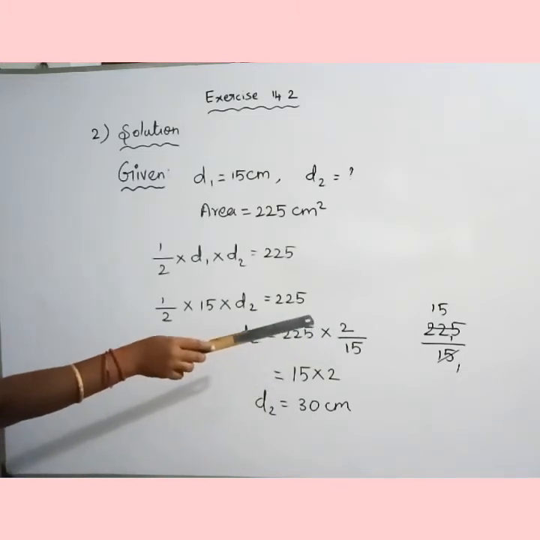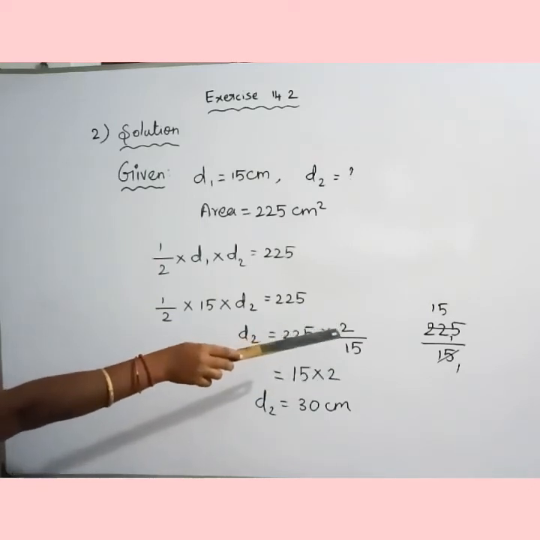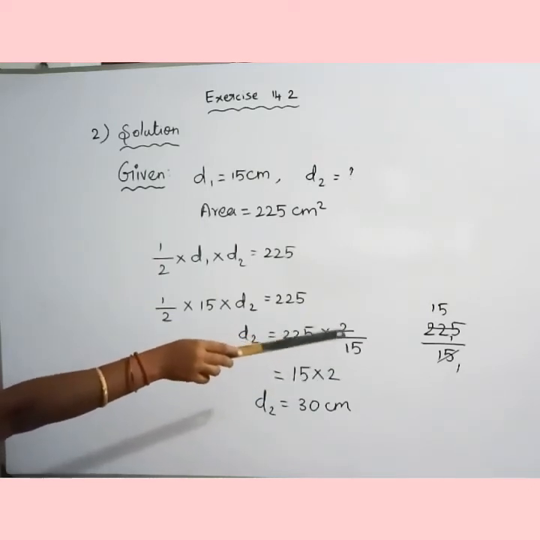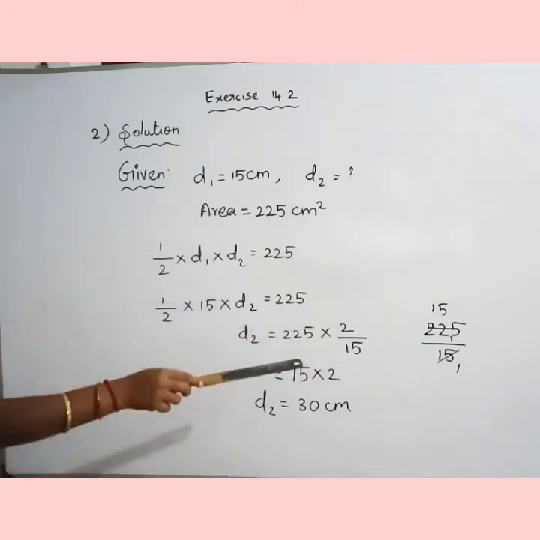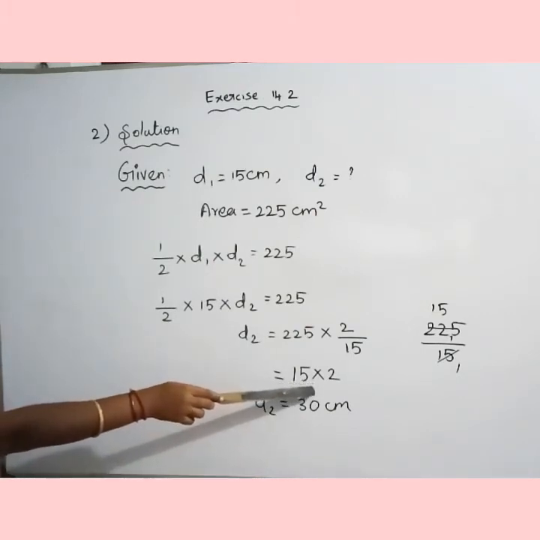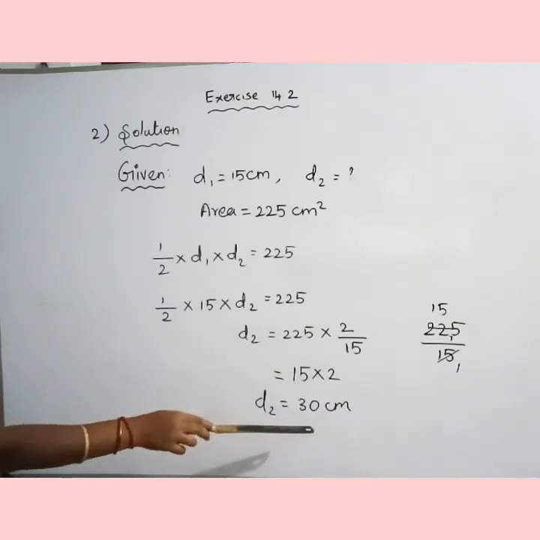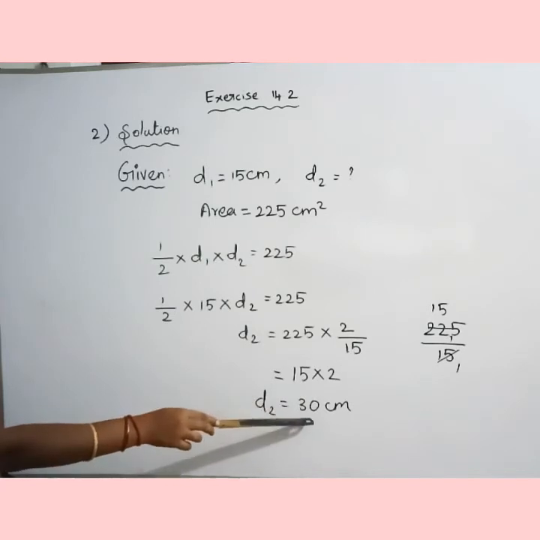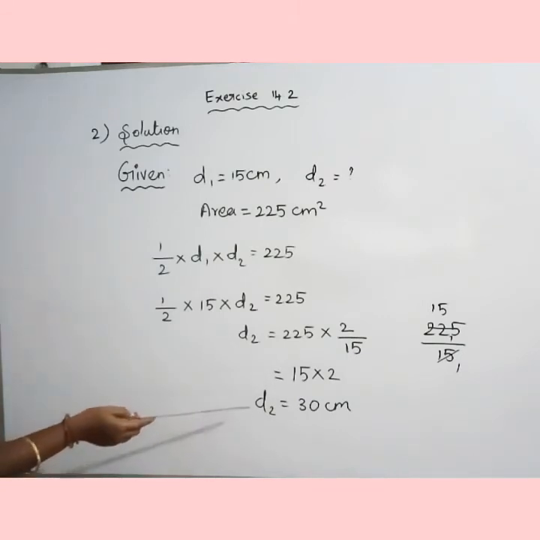So listen, 225 and 15. 1 15s are 15. The remaining is 7. That is 75. So 15 5s are 75. We know that 15 into 15 is 225. So write 15 into the remaining value 2. Multiply these two values. We get 30. 15 2s are 30. The diagonal 2 value is 30 centimeter. The other diagonal of the rhombus is 30 centimeter.